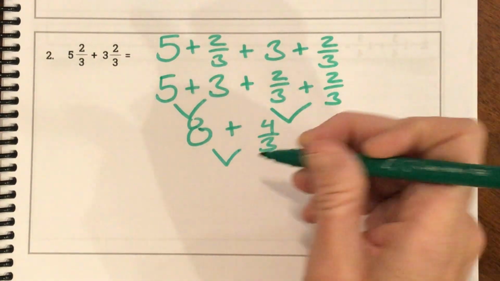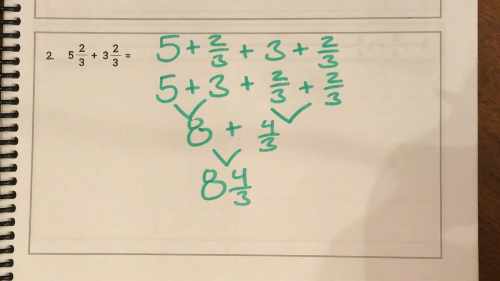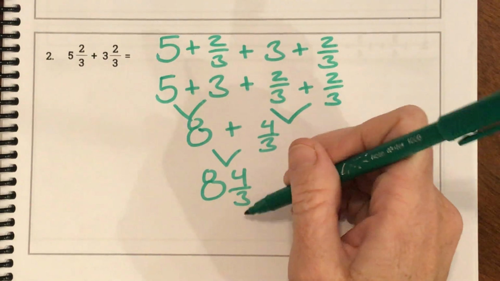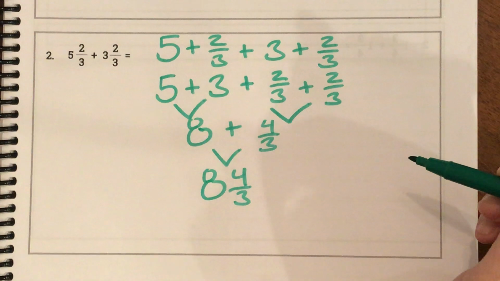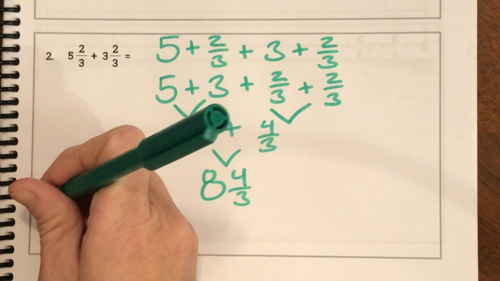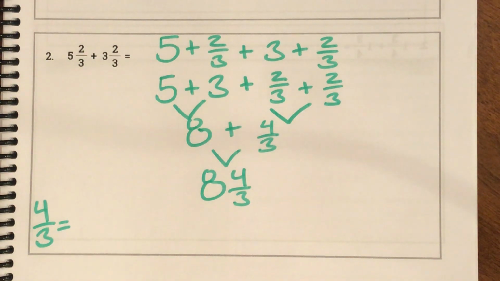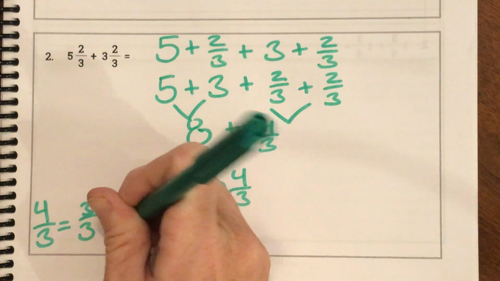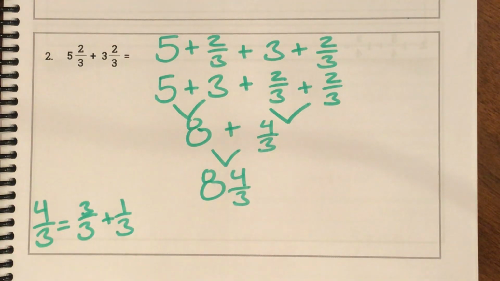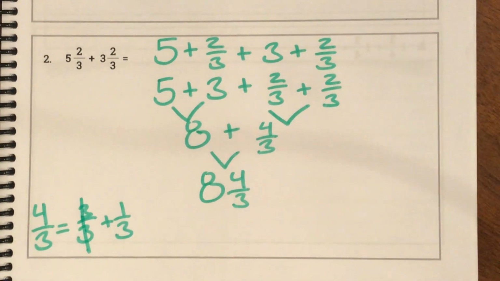Okay, now let's make our mixed number, 8 and 4/3. And our final step is to check our fraction. And this is improper because 4 is greater than 3. So let's come over here and do some side work. What do we know about 4/3? We know 4/3 is the same as 3/3 plus 1/3 because my two numerators have to equal that. And what do we know 3/3 is the same as? 3/3 is the same as 1.